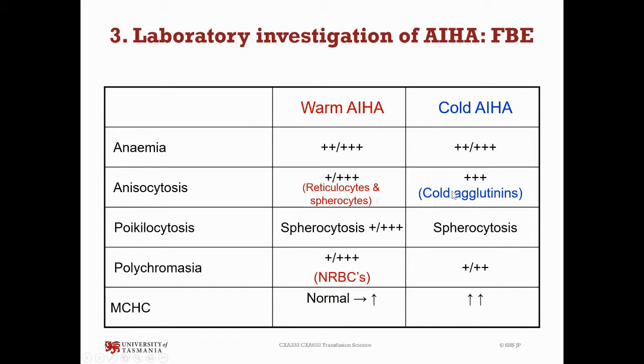Anisocytosis in cold autoimmune hemolytic anemia is due to cold agglutinins. So the cells actually are being agglutinated by the IgM antibodies. We do see spherocytosis in both cases, but you tend to see it more commonly in warm autoimmune hemolytic anemia and to a larger degree. Again, polychromasia is due to the reticulocytosis, and you also see nucleated red cells too if the bone marrow is starting to get very stressed because it's not able to keep up.